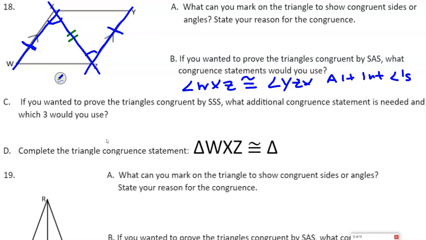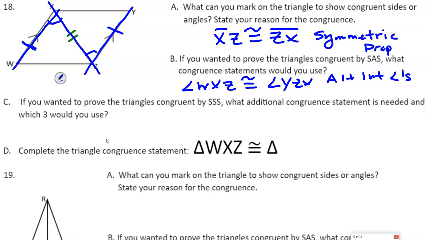And what would we say about that shared side? Would we go across that shared side the same direction? Wouldn't we say XZ is congruent to ZX? And what do we call that when we don't go across the side the same way? Don't we call that the symmetric property? So I'm just trying to bring back to your memory all the things you guys might need, okay?